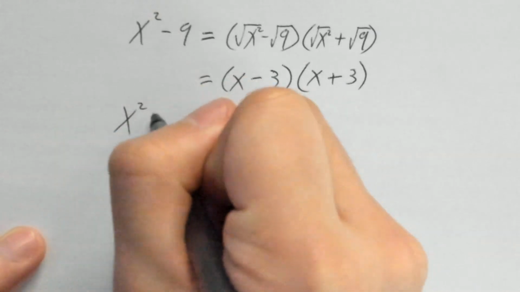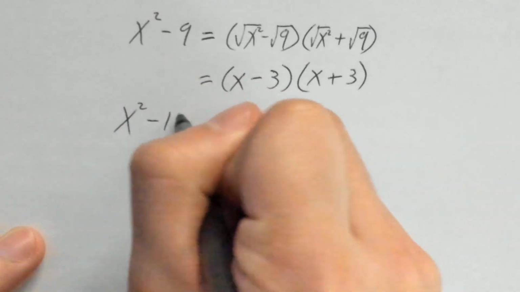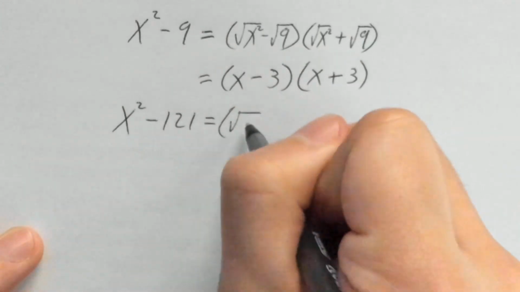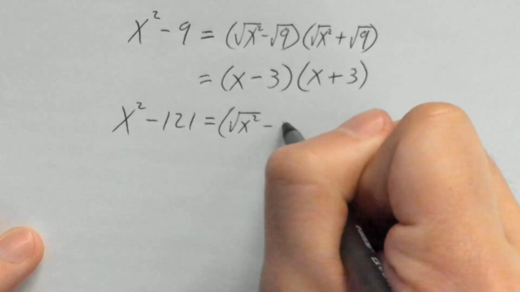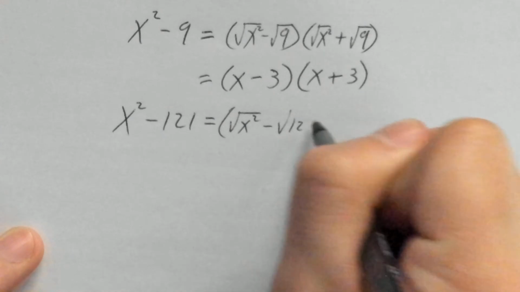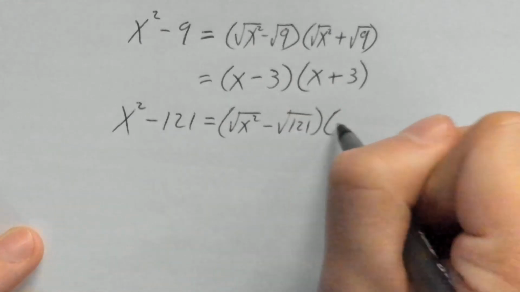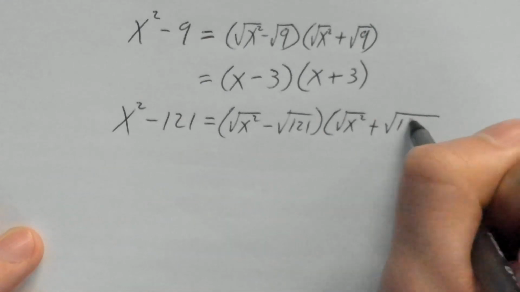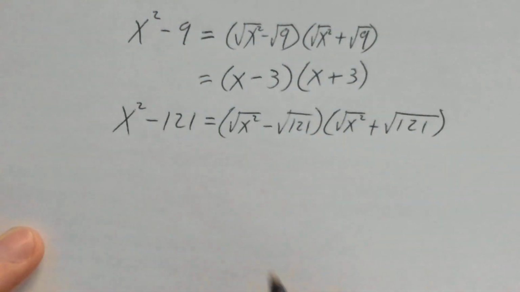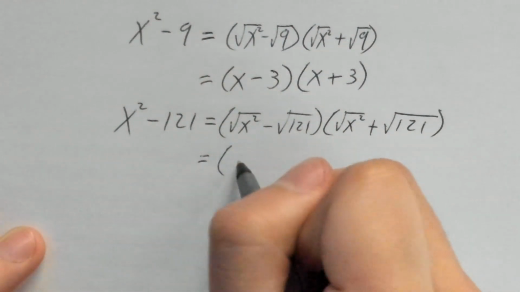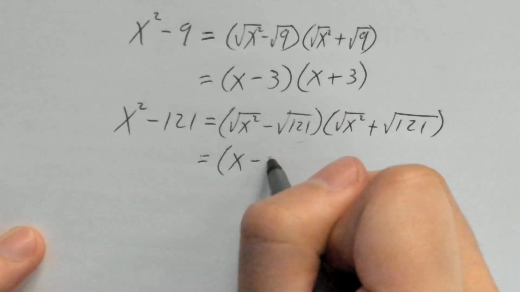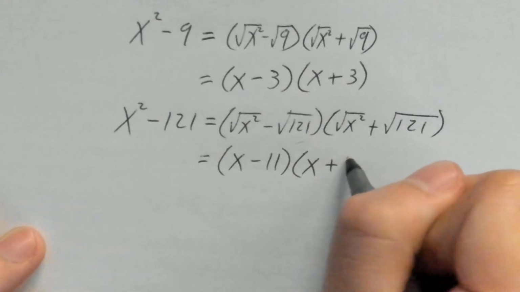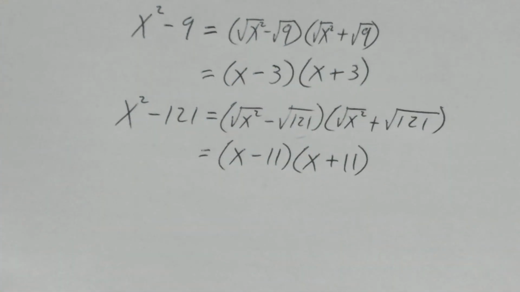Another one. Same process. The square root of the first value minus the square root of the second value. That times the square root of the first value again, this time plus the square root of the second value. The square root of x squared is just x. The square root of 121 is 11. The square root of x squared again, it's x. And the square root of 121, it's again 11. So that's the answer.